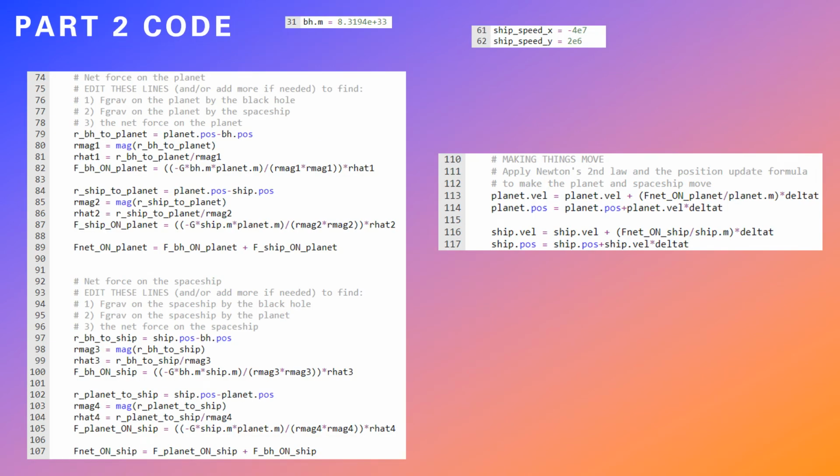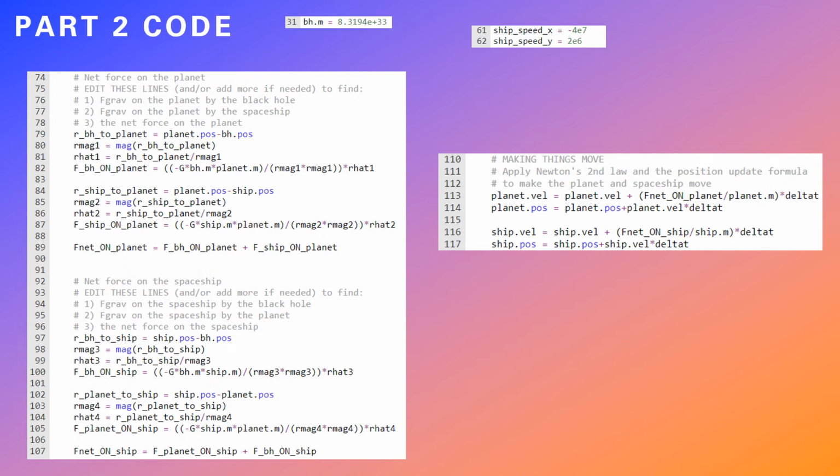And so here we have the code for part 2. I just changed the black hole mass to make it the average of the black hole mass that I got in part 1. And then the ship speed, you just get by trial and error. So the two main things you need to find for this part are F net on the planet and F net on the ship. The way you find F net on the planet is by finding the force of the black hole on the planet and the force of the ship on the planet. And then the way you find F net on the ship is finding the force of the black hole on the ship and then the force of the planet on the ship.